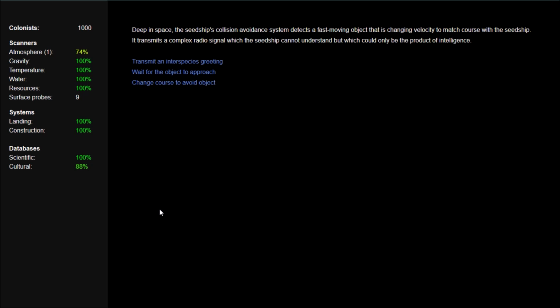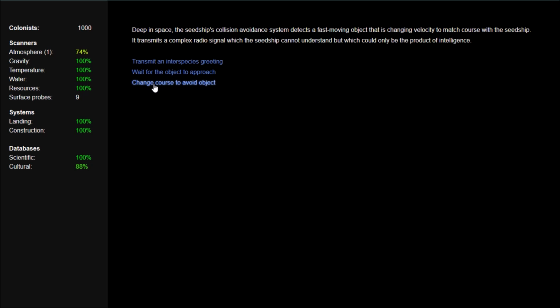Deep in space, the seed ship's collision avoidance system detects a fast-moving object that is changing velocity to match course with the seed ship. It transmits a complex radio signal which the seed ship cannot understand, but which could only be the product of intelligence. Well, this is probably bad. Nothing good would come from this, right? Nothing good comes from this.